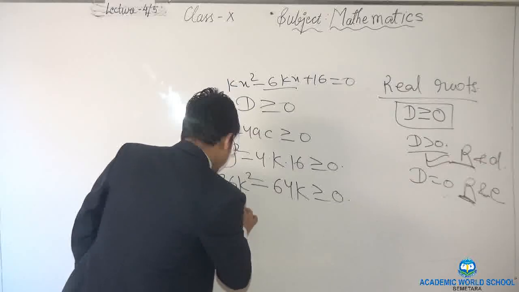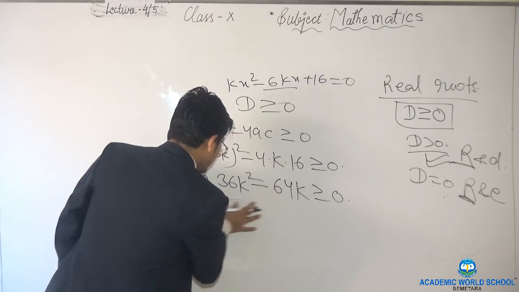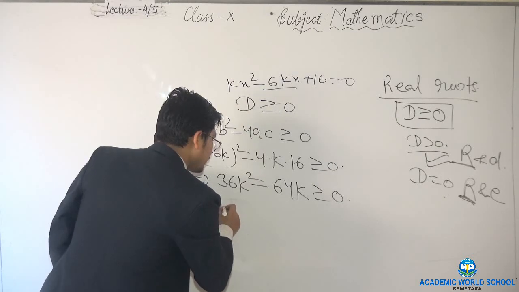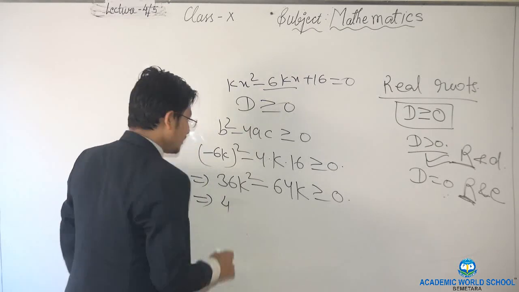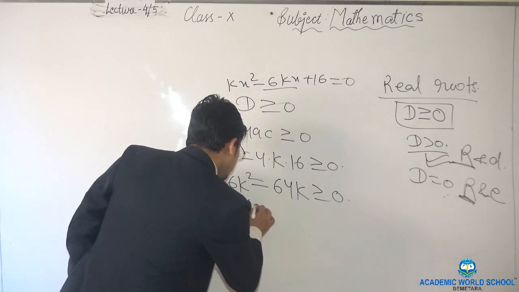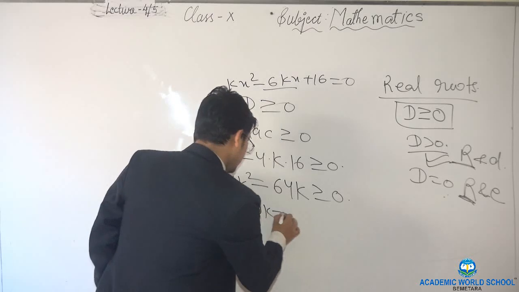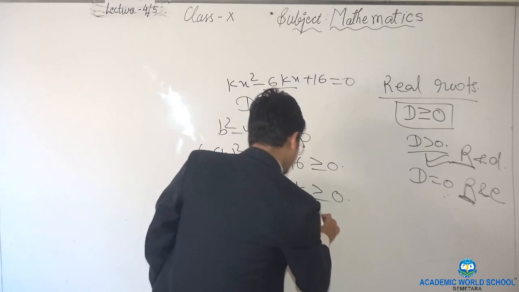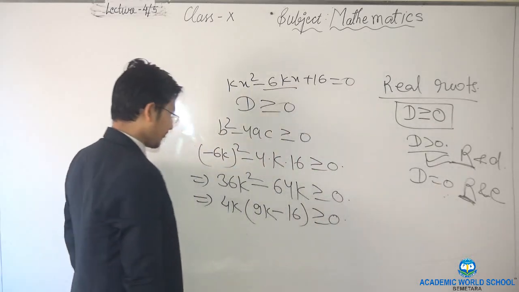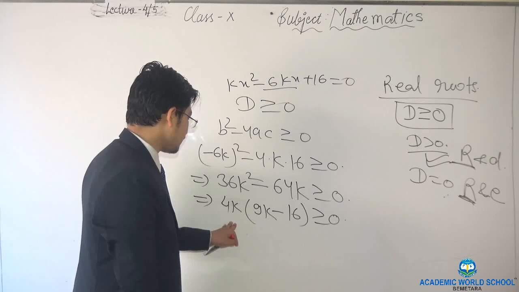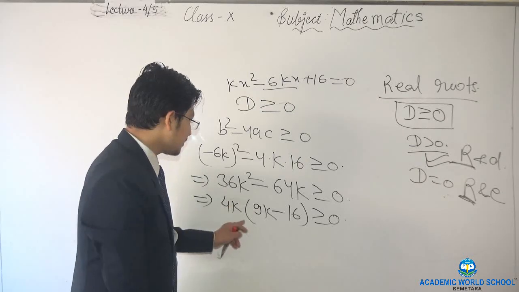So this is 36. We can take 4 common, 4 and k, we can take 9k, and this is 16, greater than or equal to 0. So this is the situation for greater than or equal to 0. Now we have to find the value of k.